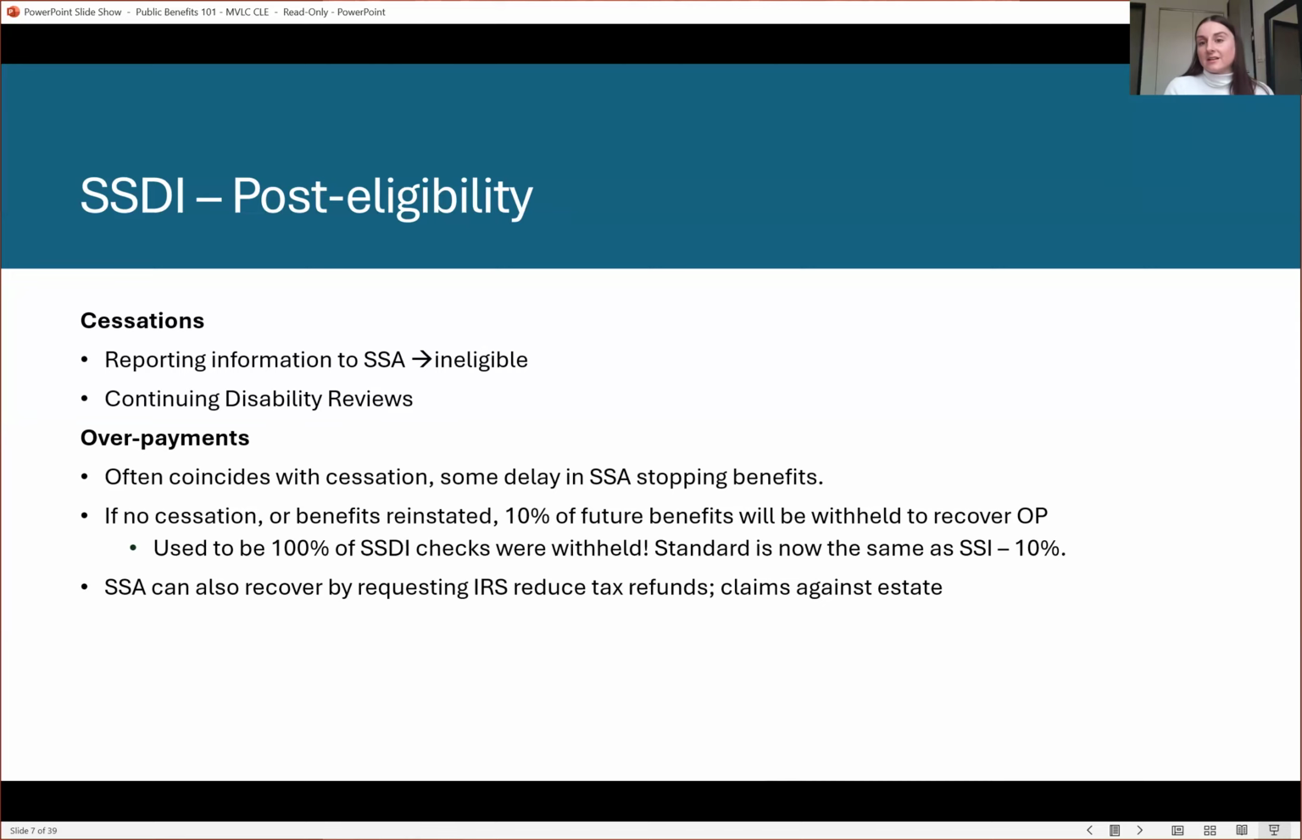It sounds kind of like a silly concept, but you do. You can't spend those benefits if you're not entitled to them, or it could lead to an overpayment. And if you are reinstated, or there's no cessation with the overpayment, then 10% of your future benefit check is going to be withheld. If you are no longer eligible for benefits, SSA could start requesting that the IRS reduce your tax refunds, or make claims against your estate eventually for the overpayment.